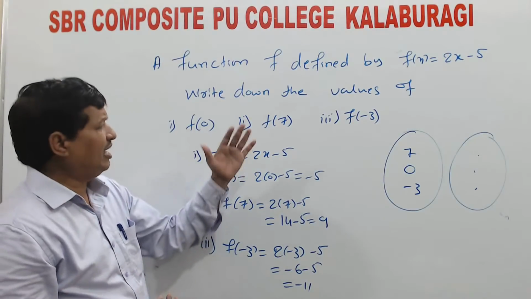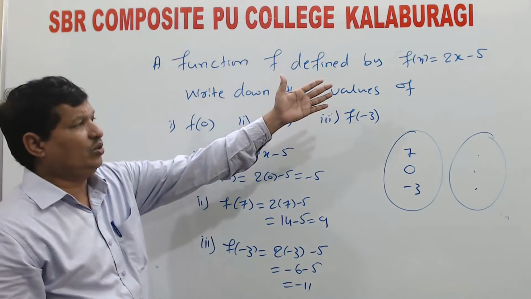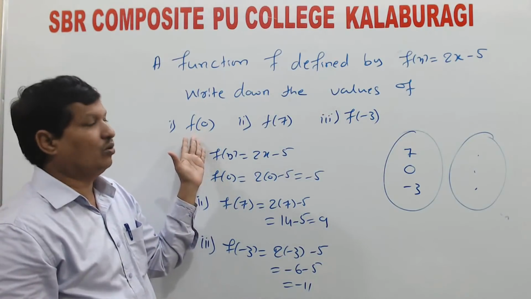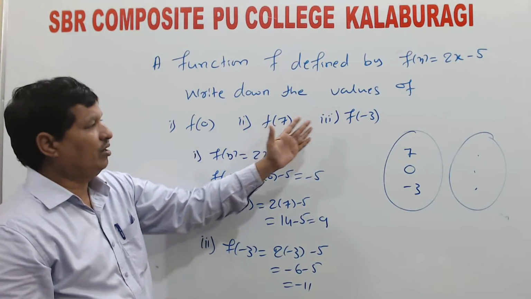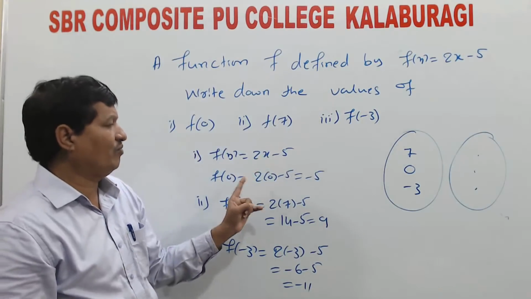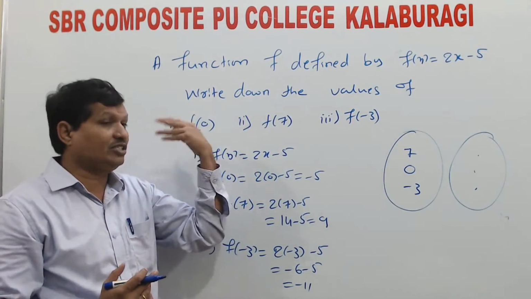For 1 mark they will ask such questions. f of x equal to x minus 5, find f of 0 or f of 7. Directly, if you substitute the value of x, you will get f of x. But the concept is what? That f of x gives us what?